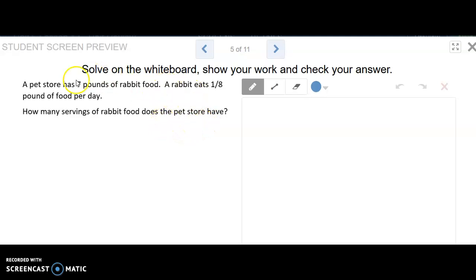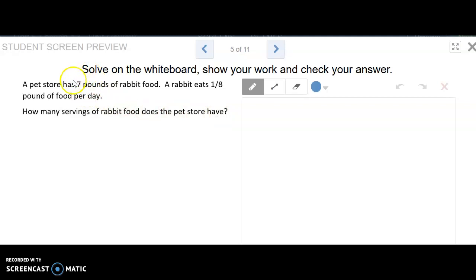Okay, if I could mark up over here, I would go through and find my important details. I would jail my details. So, the pet store has 7 pounds of food, so 7 pounds is important. A rabbit eats 1/8 of a pound per day. Okay, so that's very important to know right there. How many servings of rabbit food does the pet store have?